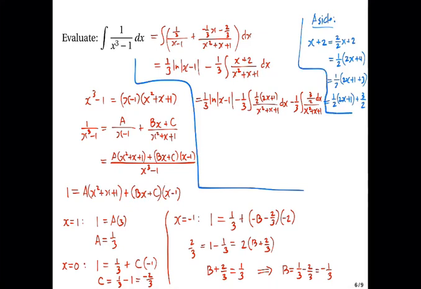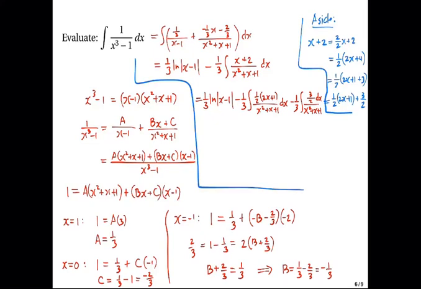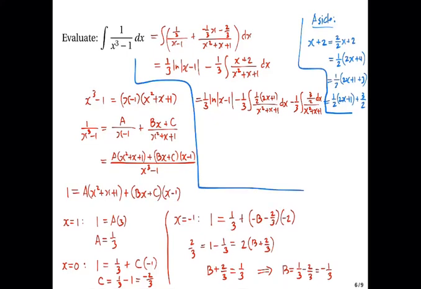Any questions so far? In here we can let u be equal to x squared plus x plus 1. The du becomes (2x plus 1) dx. Which means this guy here is just ln of the denominator. So please show the work for that.